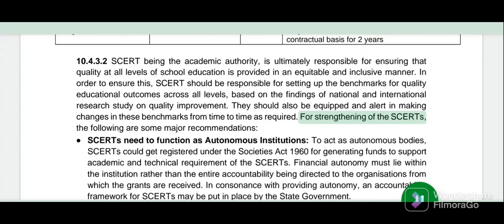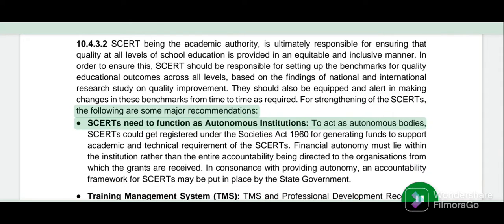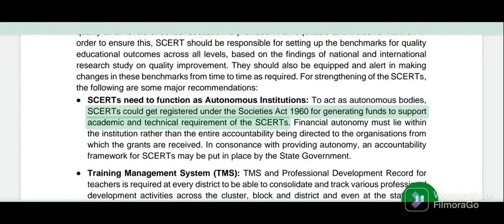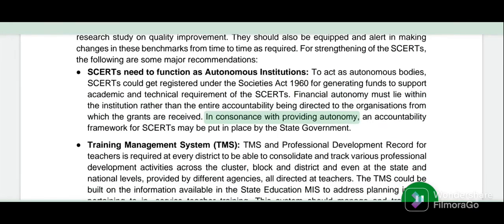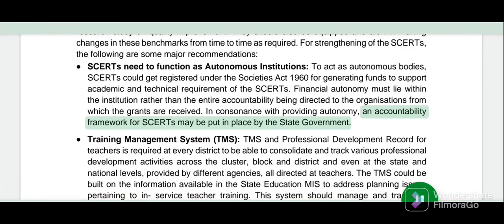For strengthening of the SCERTs, the following are some major recommendations. SCERTs need to function as autonomous institutions. To act as autonomous bodies, SCERTs could get registered under the Societies Act 1860 for generating funds to support academic and technical requirements of the SCERTs. Financial autonomy must lie within the institution rather than the entire accountability being directed to the organizations from which the grants are received. In consonance with providing autonomy, an accountability framework for SCERTs may be put in place by the state government.